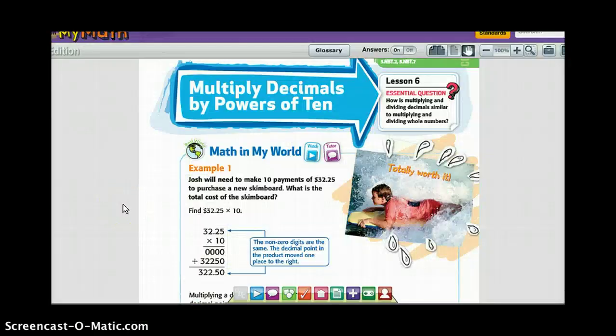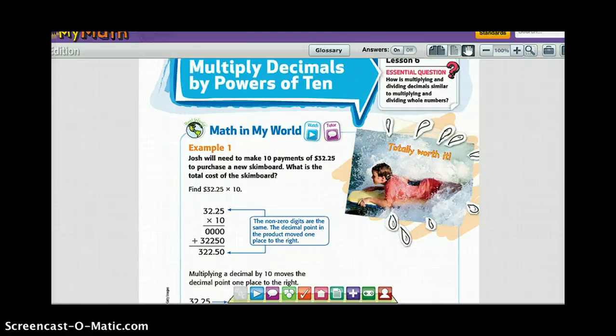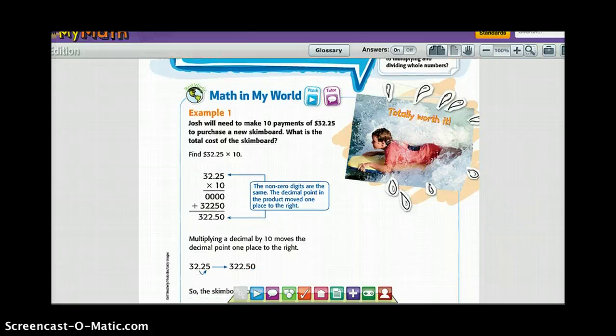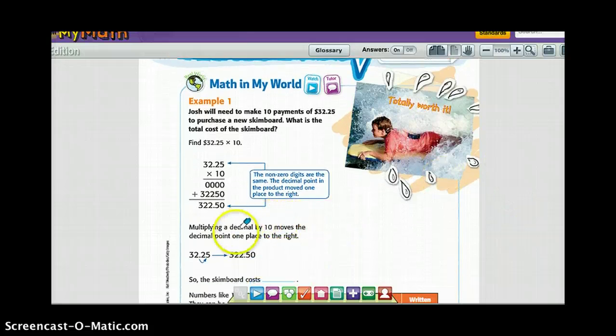All right, let's take a look in your book. I am on page 411. So in this example, it says Josh will need to make 10 payments of $32.25 to purchase a new skimboard. So what is the cost of his skimboard? So we have to do $32.25 times 10. So this is a power of 10 we can use. So remember, multiplying a decimal by 10 moves the decimal point one place to the right.